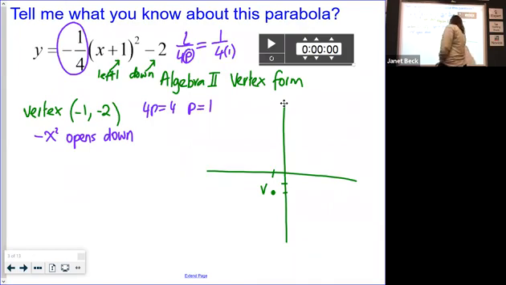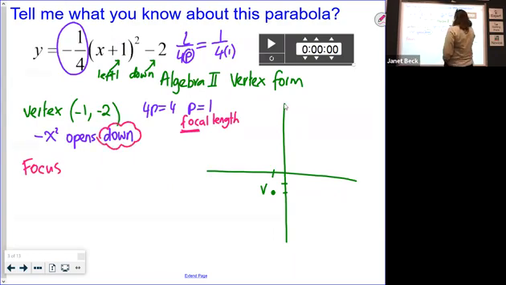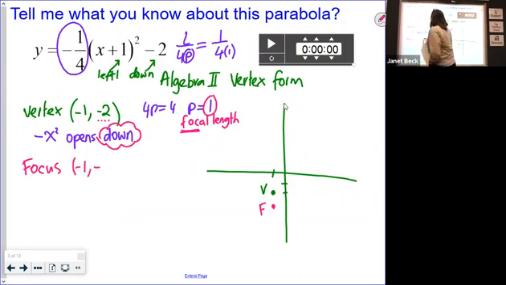Now, what was that for? It told you something called the focal length. And that told you where a point called the focus is. It's going to be down, because the parabola opens down, by this length. So from the vertex, we go down 1 point, and we get this point called the focus. If we've moved down, the y coordinate will go down. Okay, we're going to go down by p, the focal length.